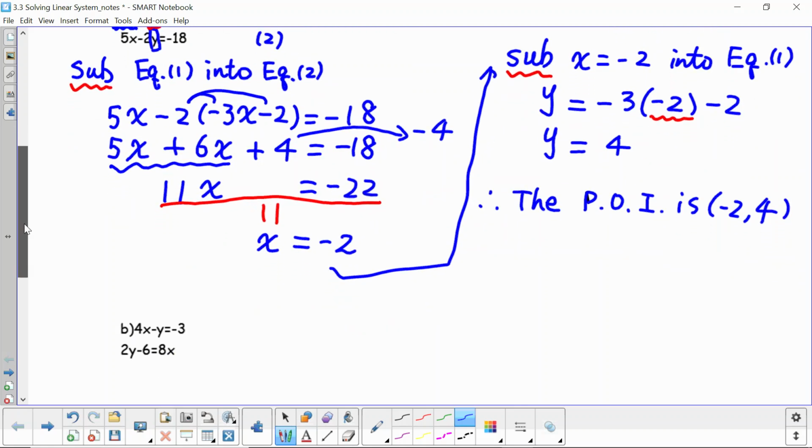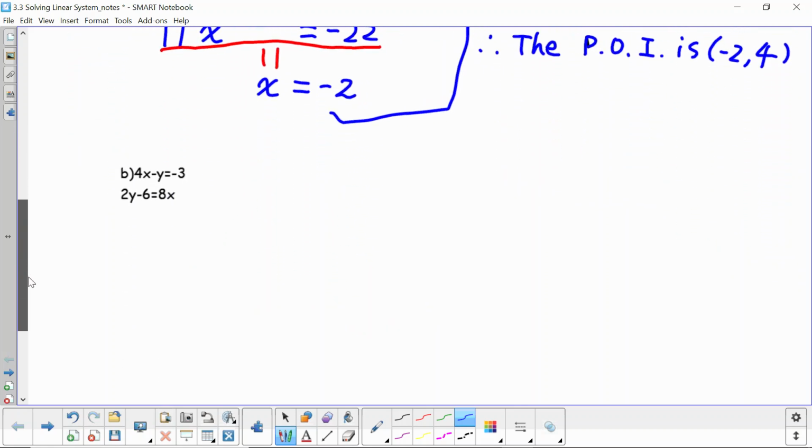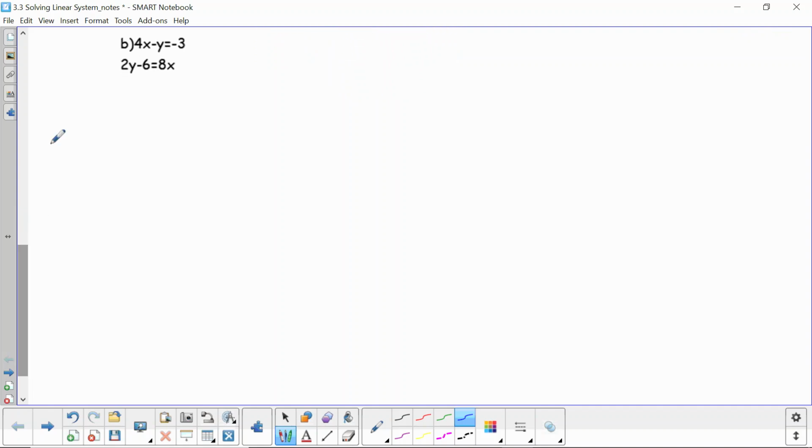Then we are going to practice on another one before we start the new method. This one: 4x minus y equals negative 3, and 2y minus 6 equals 8x. Equation 1, equation 2. From these two equations, we don't have x equals or y equals. We don't have x or y isolated.